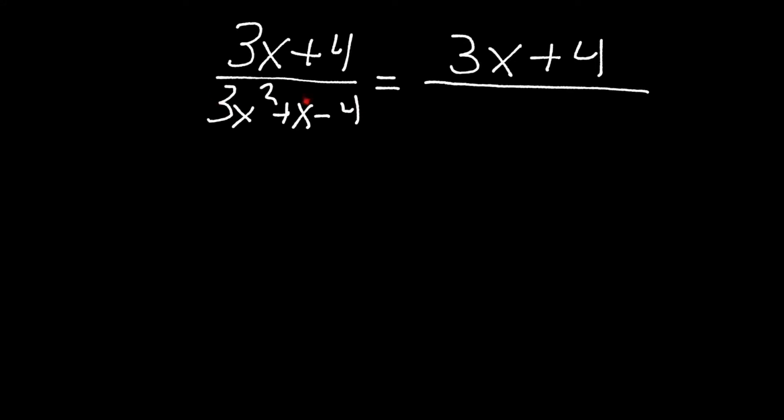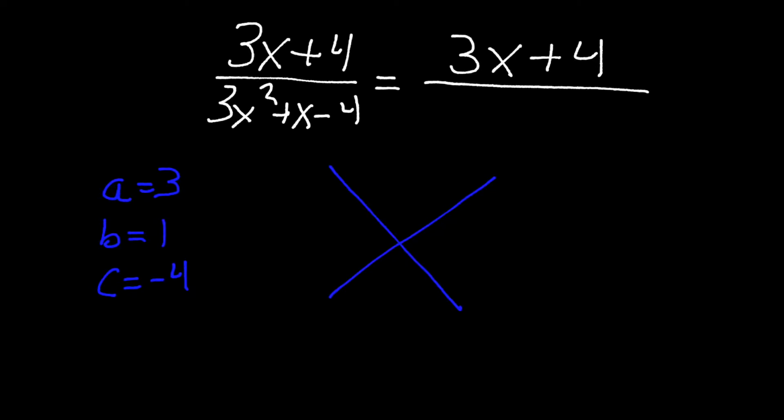Now we got to focus on the bottom. We're going to do our diamond method down here, and notice that a is not 1 this time, so we're going to have to do the full diamond method with all the steps. But don't worry, I'll walk you through it. So a is 3, b is 1, and c is a -4. Alright, a times c up top is 12, b is 1.